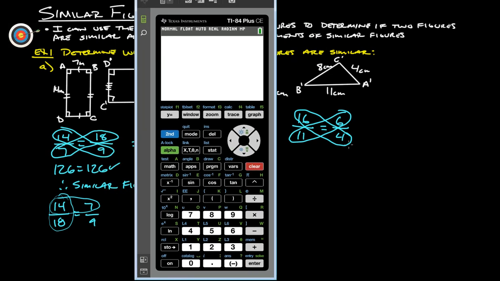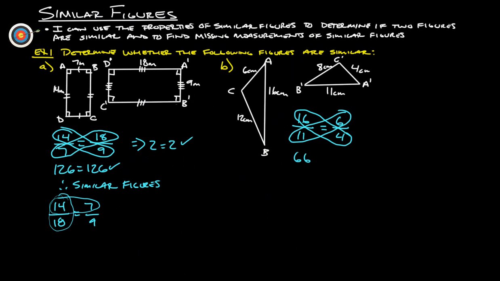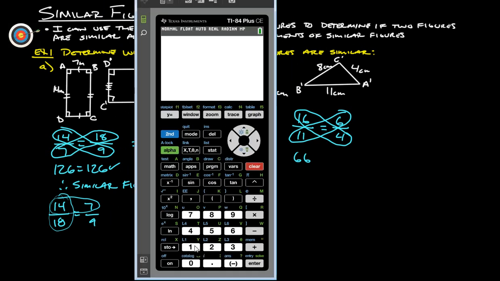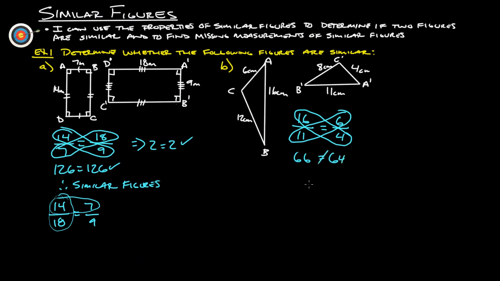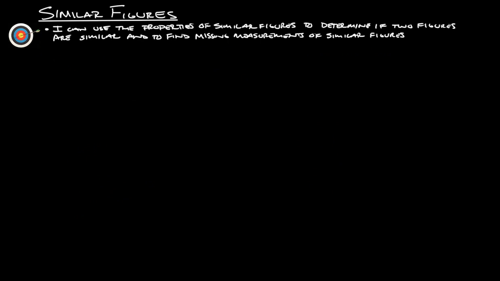Okay. Well, 6 times 11 we know is 66. So then let's do 16 times 4. And that gives us 64. So that is not equal. So since we have one that already doesn't have the same proportion, then that means that these are not similar. So therefore, not similar. Not similar figures. Okay? All right, let's look at one more, and then off we go.